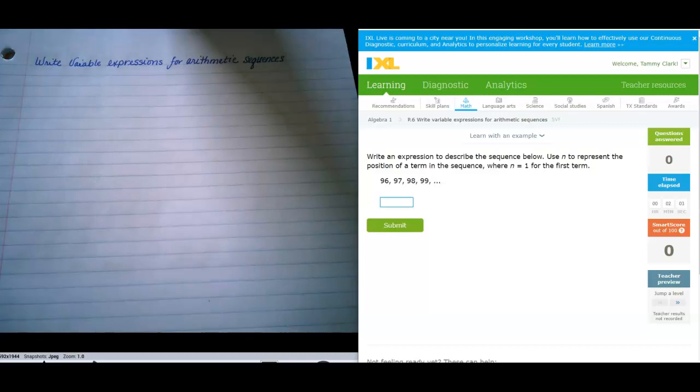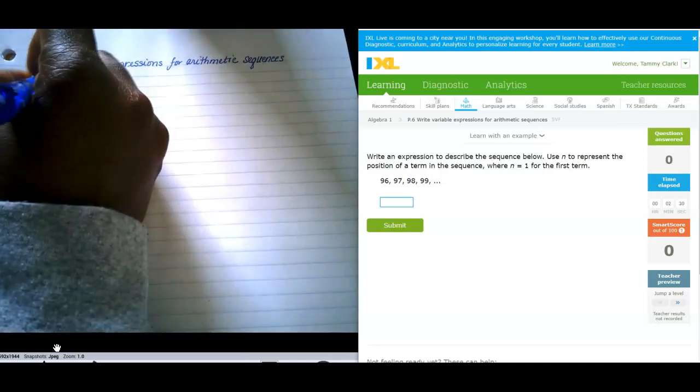Good day. Today we're going to be looking at writing variable expressions, arithmetic sequences. One of the things that I would like you to remember as you do this is that an expression is like a fragment of a sentence. I would also like you to remember that the expressions that they're talking about is something you already know.